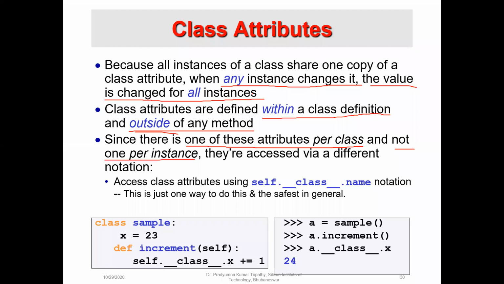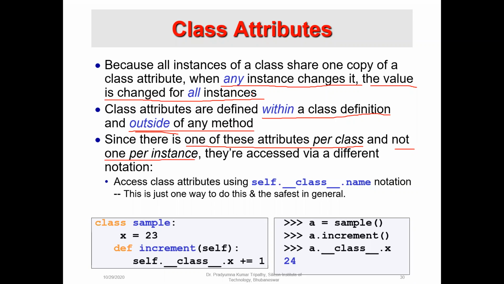Correct? To access the class attribute, you will use self dot underscore underscore class underscore underscore dot name. So this notation is used. This is just one way to do this, and the safest in general. We can also access it through an object, but we can directly access it through the class itself.